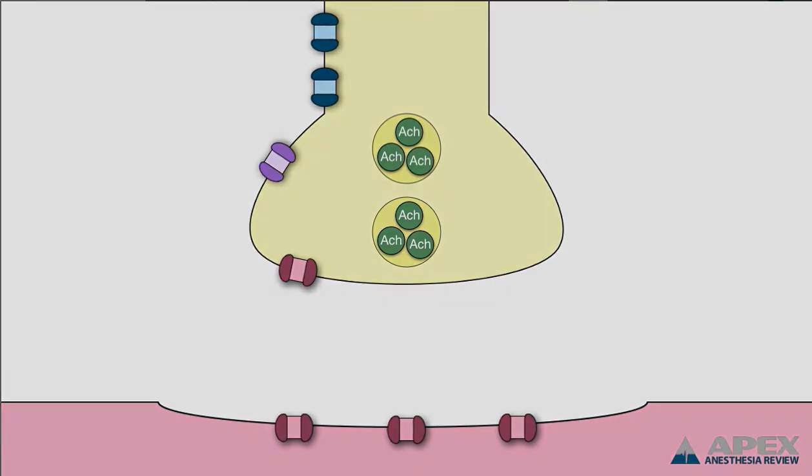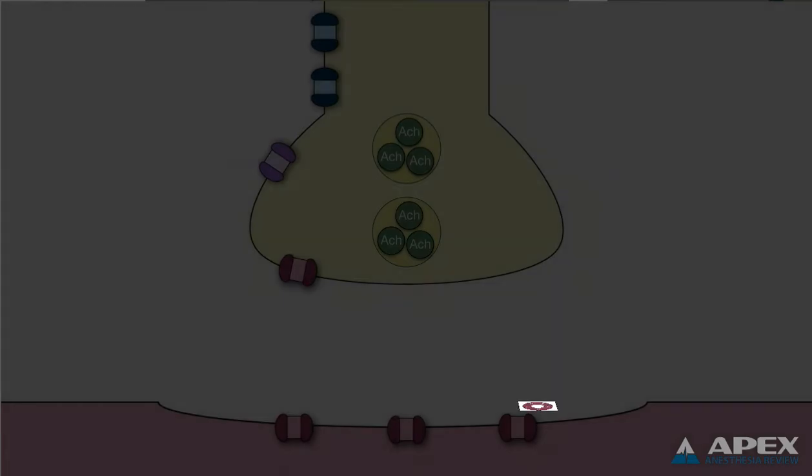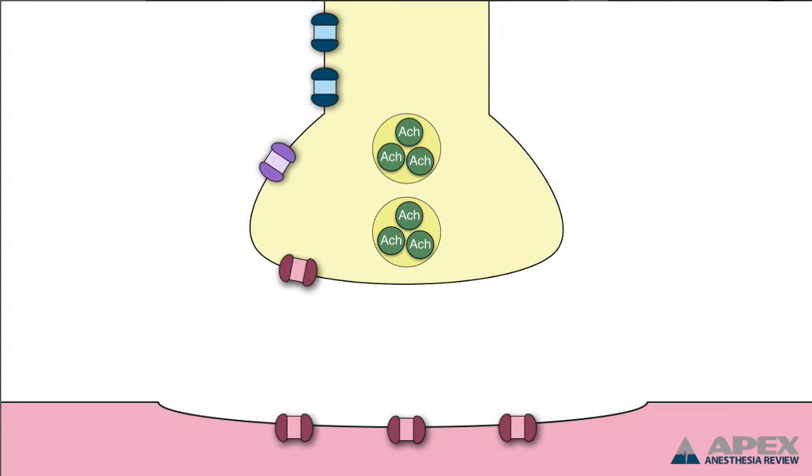For now, understand that the postjunctional nicotinic receptor is comprised of 5 protein subunits that align circumferentially around an ion-conducting pore. The open or closed state of this ion channel determines whether ions are allowed to pass through. Notice that there are 2 alpha subunits, and we'll reveal the importance of these shortly. Now that we understand the anatomy of the neuromuscular junction, we can examine how the neuron communicates with the myocyte.